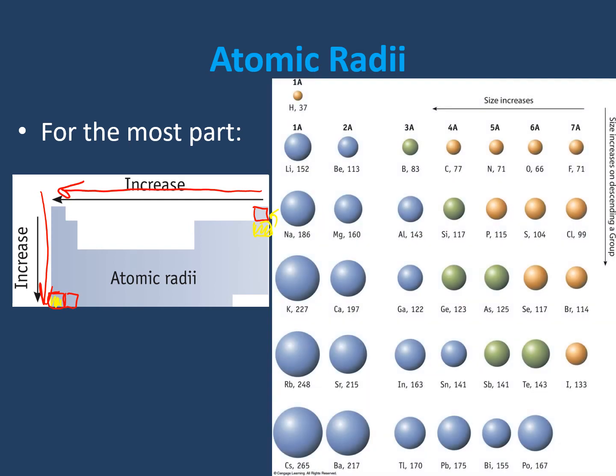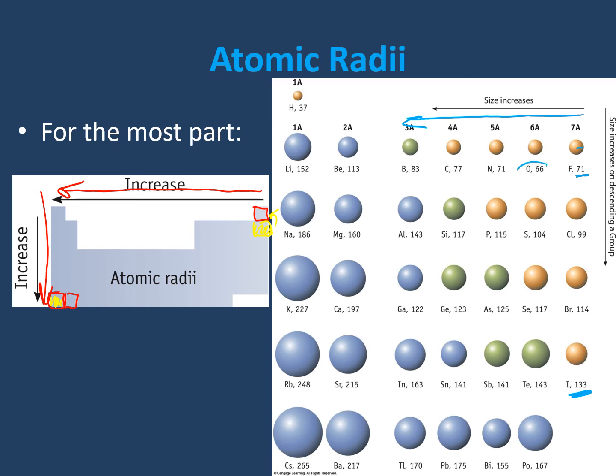And you can see that here are a bunch of atomic radii, and all these numbers are in picometers. So the radius of a fluorine atom, basically that distance there, is 71 picometers. And as you can see, as we go this direction, it gets bigger.